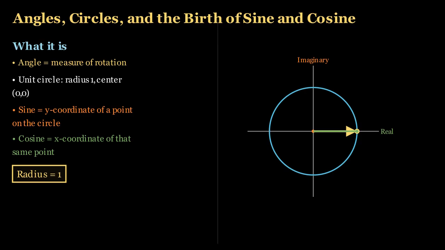The up-down coordinate is what we call the sine of the angle. The left-right coordinate is the cosine. So sine and cosine are just the y and x of a point moving on a circle. Why do we care about a dot on a circle? Because so many things in the world go round and round, or wiggle back and forth.